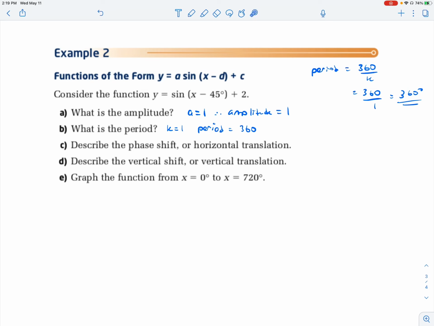All right, the phase shift. The phase shift, also known as the horizontal translation, is the value of D. I can tell in this equation that it's 45 degrees. Therefore, shift right 45 degrees. Because D is positive, we're going to go to the right.